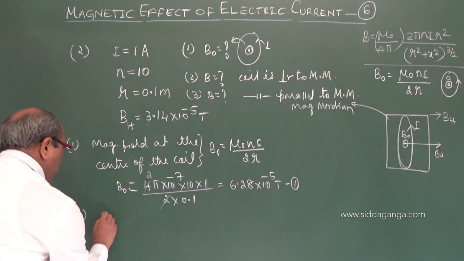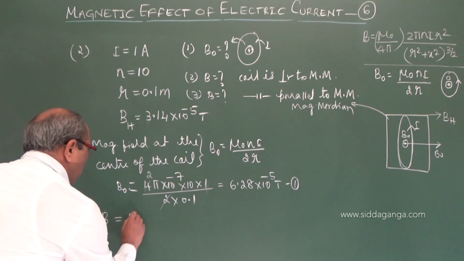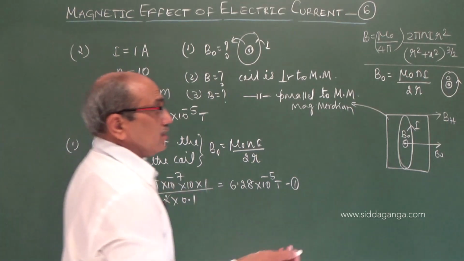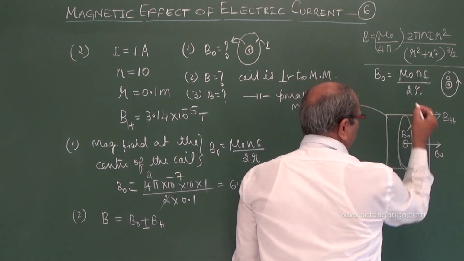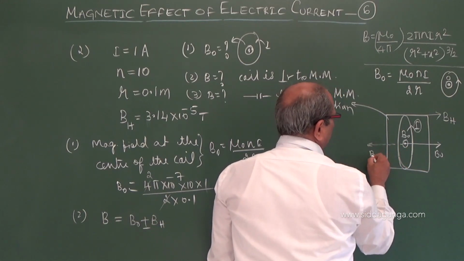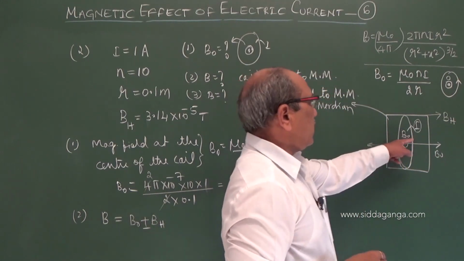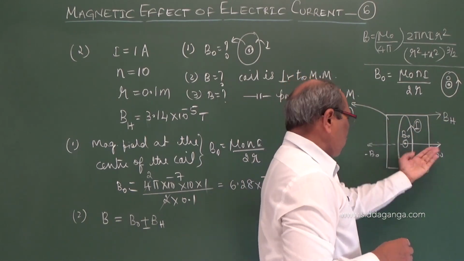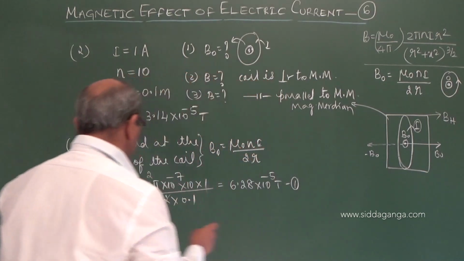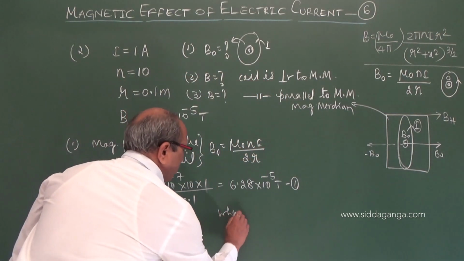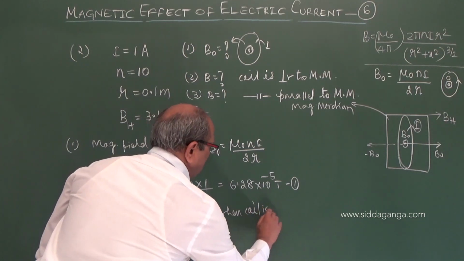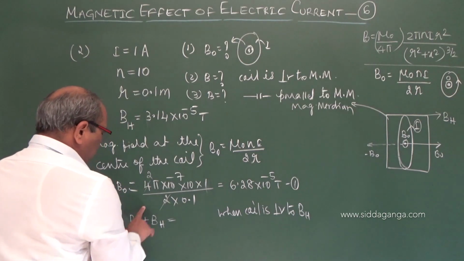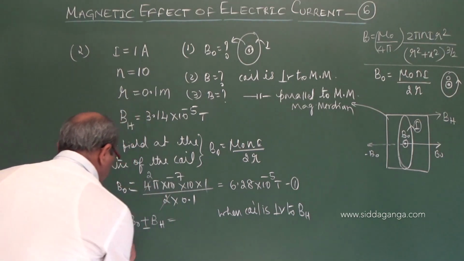Therefore, B is equal to B naught plus BH or minus BH. I am saying plus or minus because if the current direction reverses, B may act in the opposite direction also. If the current is anti-clockwise, it is parallel to BH. If the current is clockwise, it may be minus. We have to think of both options when the coil is perpendicular to BH. So B is B0 plus or minus BH.